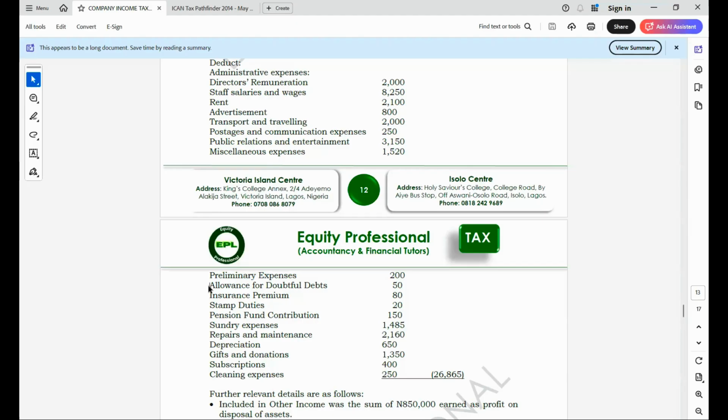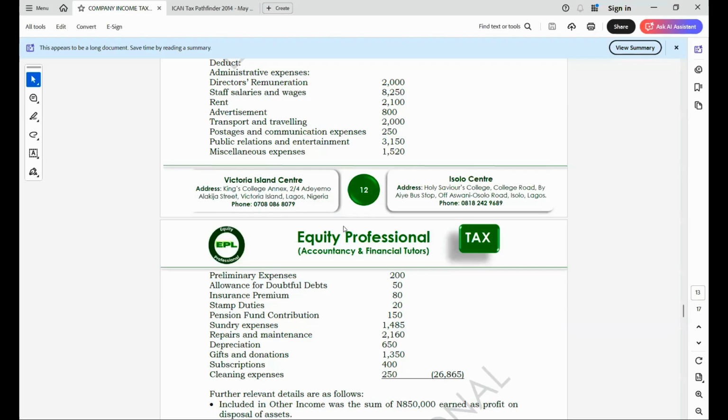So where the examiner did not put that word specific, so where it is general, it will be disallowed. Please note this information: the only one that will be allowed is if it is specific allowance for doubtful debt. But this is not specific, so it will be disallowed. So allowance for doubtful debt, 50, will also be disallowed.